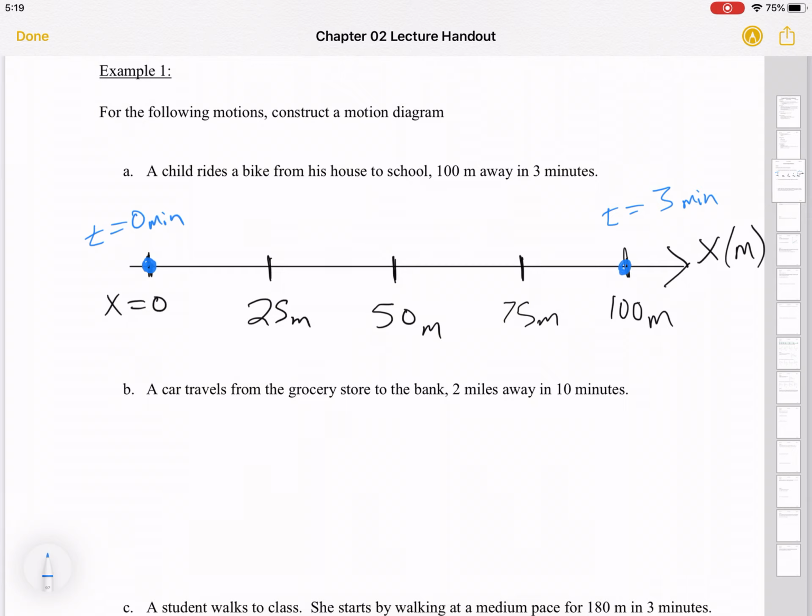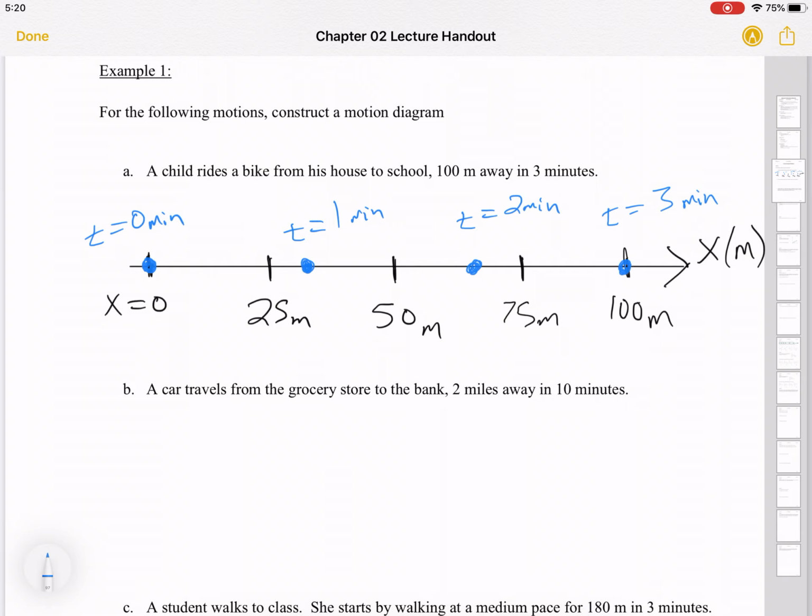So how far have I gone in 30 seconds? Well, in 60 seconds, I will have gone a third of the way, right? Which would be 33. And then yeah, let's mark those. Why not? So 33 is about here. And 66 would be about here. So that's t equals 1 minute. And here's t equals 2 minutes. Oh, this is a motion diagram. This works for us.